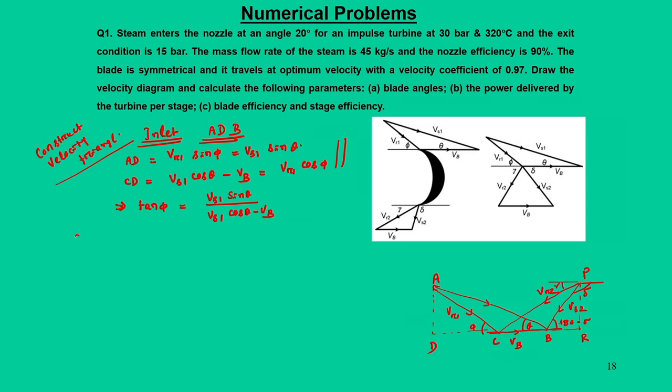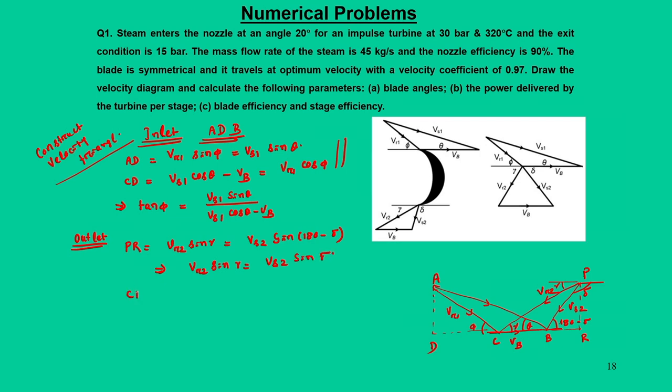Now, similarly, for the outlet triangle, we can find out PR is equal to VR2 sin gamma, that is equal to VS2 sin of 180 minus delta. Then this means VR2 sin gamma, if this is gamma, this is also gamma, is equal to VS2 sin of 180 minus delta, which would be sin delta.